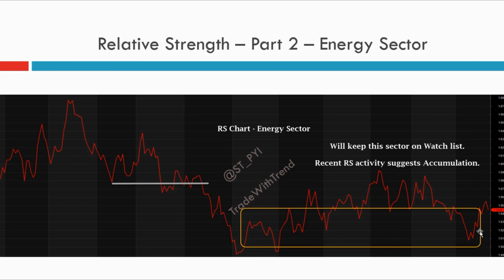So the next sector is the energy sector. Now this is pretty interesting. Remember in the first part, I had shown a particular case study in which, for a few months, the relative strength line started going sideways, and it sort of indicated accumulation going on, and then we got a confirmation from price. So something similar is happening here.